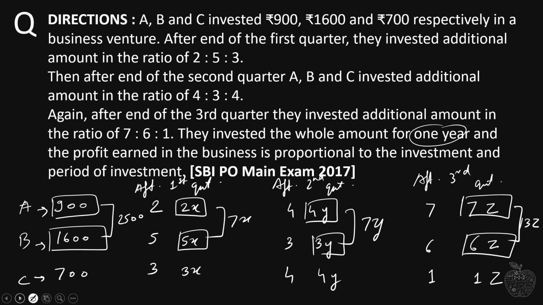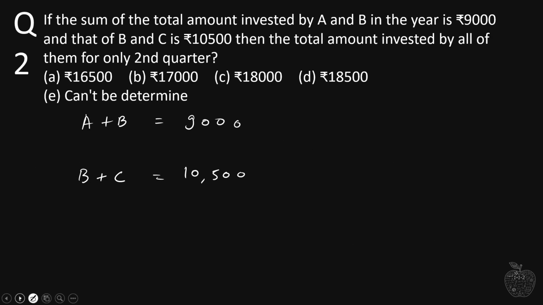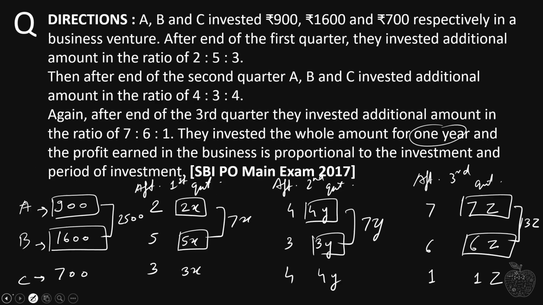All right, so the total investment of A and B here is 2500 plus 7x plus 7y plus 13z. So let's write it here. It is 2500 plus 7x plus 7y plus 13z, and this is equal to 9,000. All right, now we are given that the total investment of B and C here is 10,500. So let's go back again.